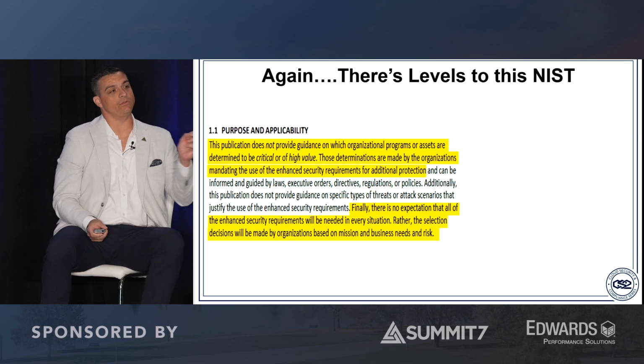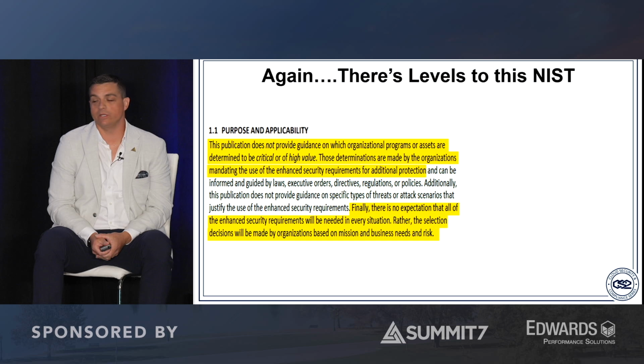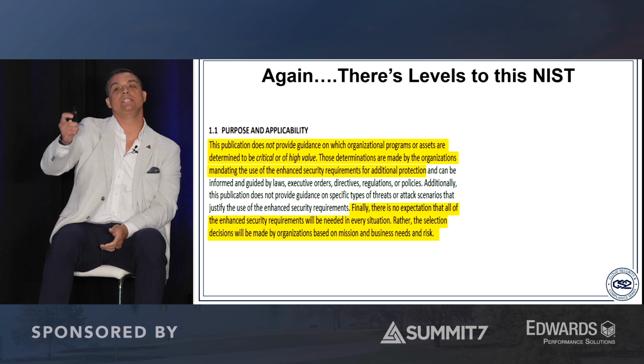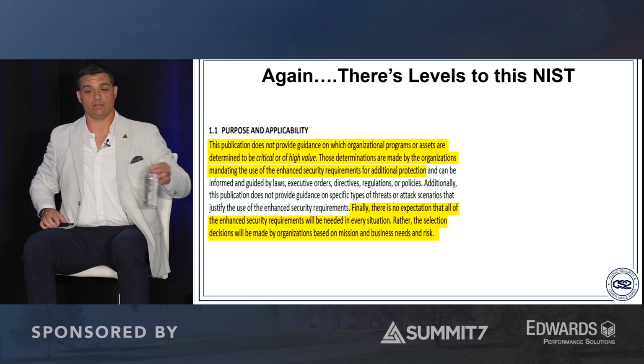I said there was levels to this, NIST. And the levels go further and deeper into the purpose and applicability. As you read deeper and further into 172, I want you to take a minute while I take a drink and take a breath. We have to go deeper.